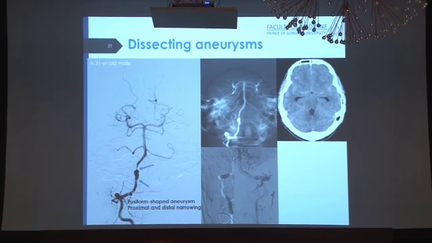On this angiogram, you can see a fusiform-shaped aneurysm with proximal and distal narrowing right here. And CT scan shows diffuse subarachnoid hemorrhage of this ruptured dissecting aneurysm at the right VA. This aneurysm was treated by a flow reversal technique using balloons.